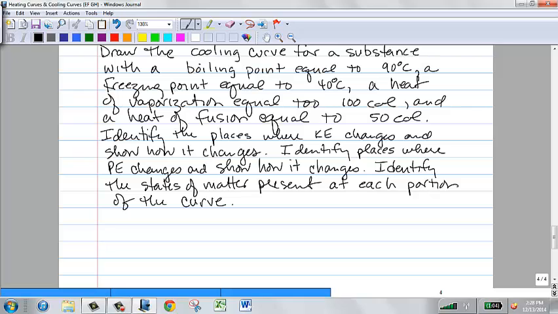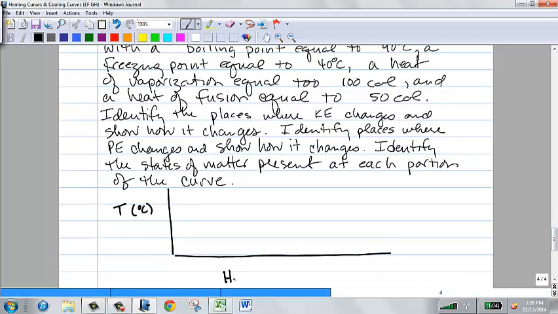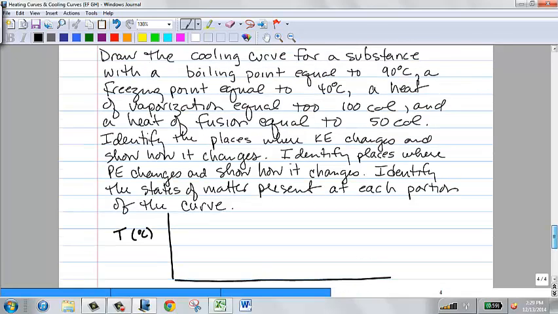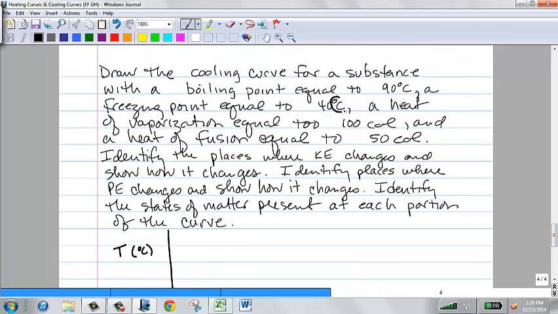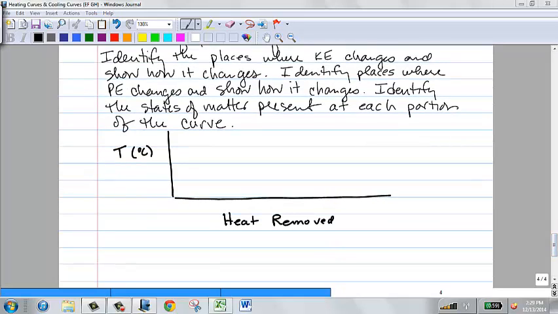Draw a cooling curve for a substance. All right, so I'm going to draw a cooling curve. So that means that I have temperature in degrees Celsius on my y-axis, and I'm going to have heat removed, because it's a cooling curve, on my x-axis. Now my y-axis is in degrees Celsius because I can see that in the problem. What is my x-axis in? It looks like calories. Okay, so my x-axis is going to be measured in calories.